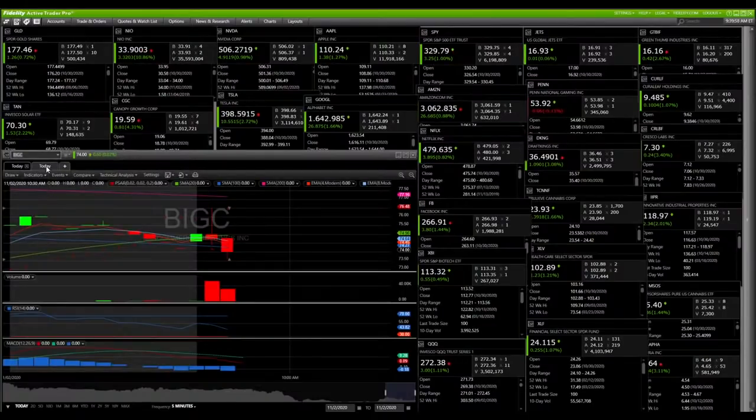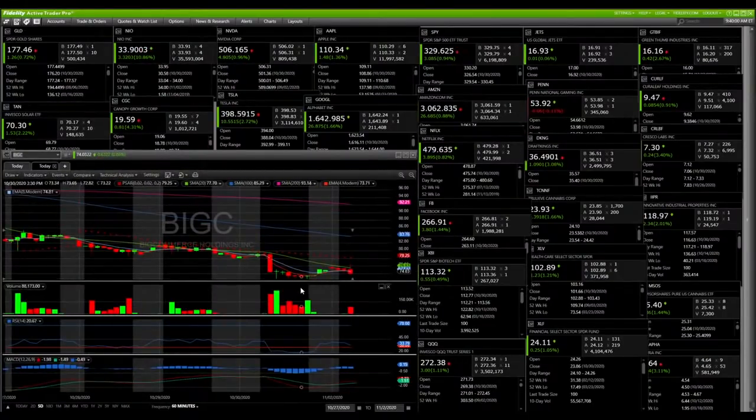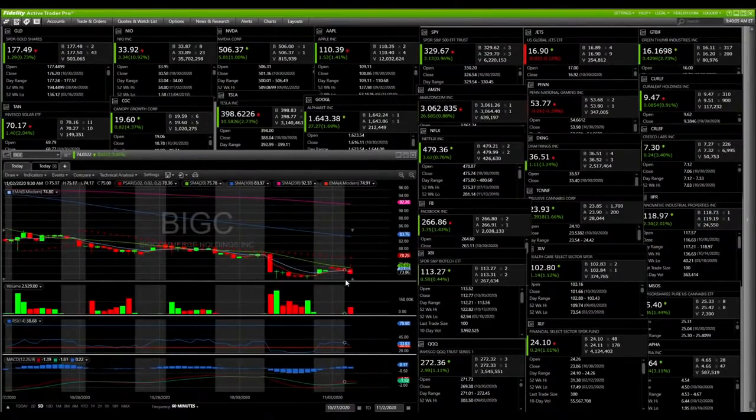BIGC, heading towards the low of Friday, must hold that level, 72.56. The morning strength, just an hourly lower high compared to the high of Friday.